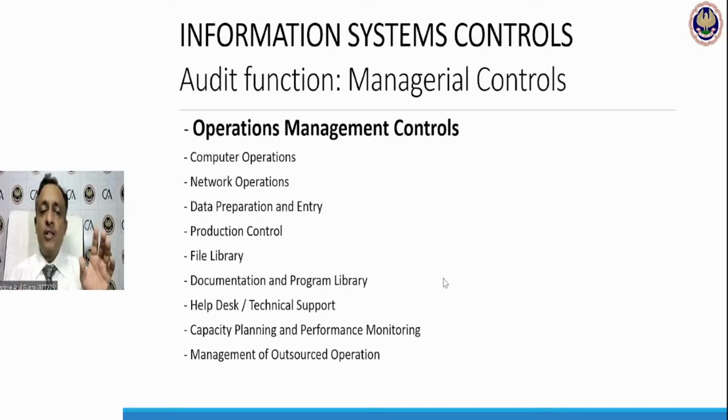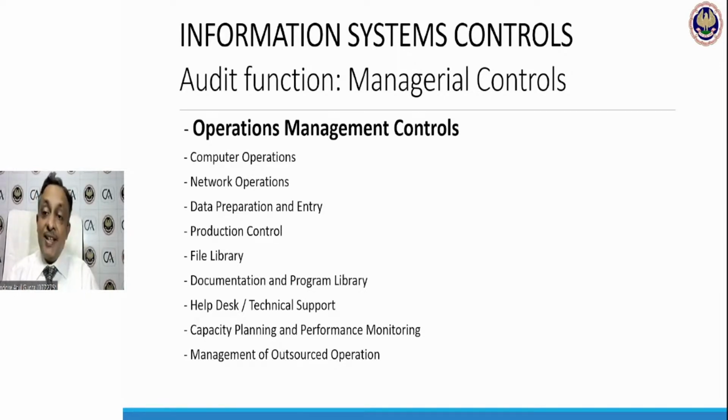Then operations management control. So the whole computer center where these operations are being done needs proper controls. So proper computer operations, network operation, proper data preparation and entry, production control, the way conversion of data is being done, file library, all locations where it is stored, documentation and program library, help and technical support, capacity planning, performance monitoring, and management of outsourced operations. Now, please understand, each of these is critical. I'm taking, say, management of outsourced operations.